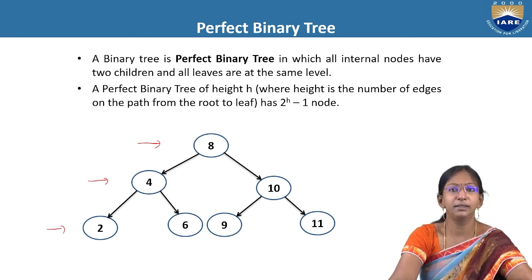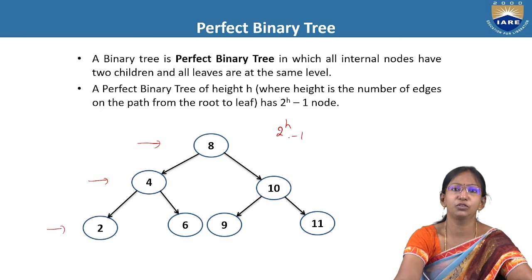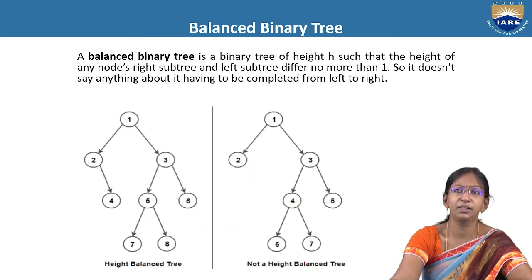perfect binary tree. And coming to the perfect binary tree of height h, it has 2 power h minus 1 nodes. The number of nodes in a perfect binary tree of height h is 2 power h minus 1. Here the height is 2. So 2 square minus 1. Okay. So this is a perfect binary tree.